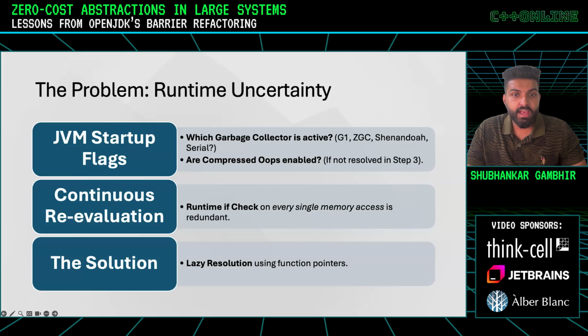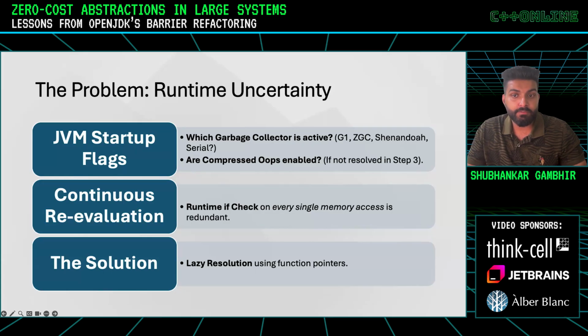We immediately hit a massive architectural wall. Up to this point, our entire pipeline has been built on static C++ templates. Everything is resolved at compile time. But we don't know which garbage collector the user is going to run until they boot the JVM and pass a flag like use G1GC or use ZGC.